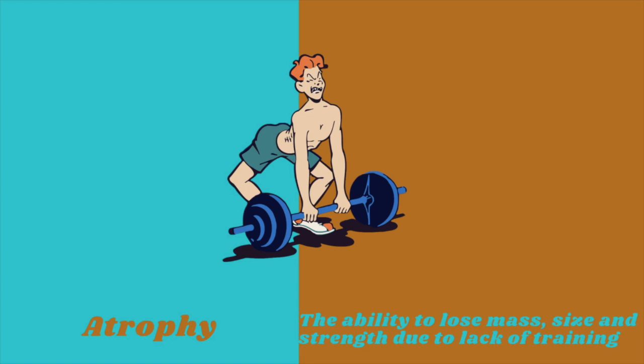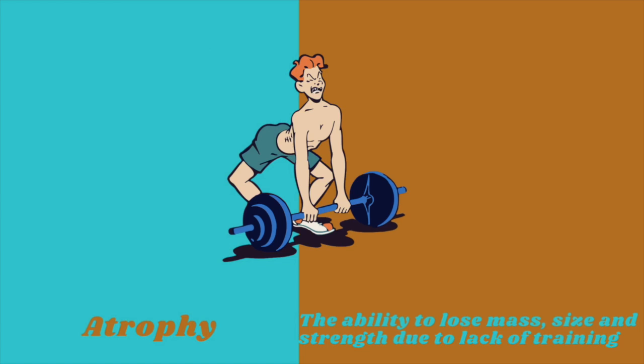Atrophy is a little bit different. The word "a," when it's a prefix at the start of a word, it means without, in absence of. So atrophy means in absence of nutrition, in absence of growth. So therefore what it means is it's the ability to lose mass, size and strength due to lack of training.